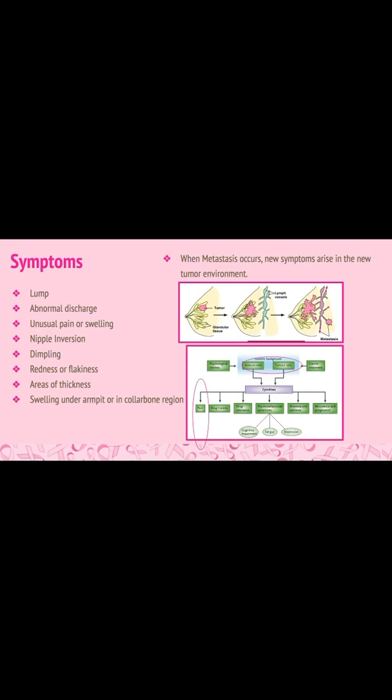As said in a previous slide, the most common secondary sites in breast cancer are in the bones, lungs, brain, and liver. When metastases occur, there will be new symptoms and pain will arise in these secondary sites. Symptoms in the primary and secondary sites can be contributed from growth of the cancerous cells. Tissue and nerve damage have been linked to pain in breast cancer patients.